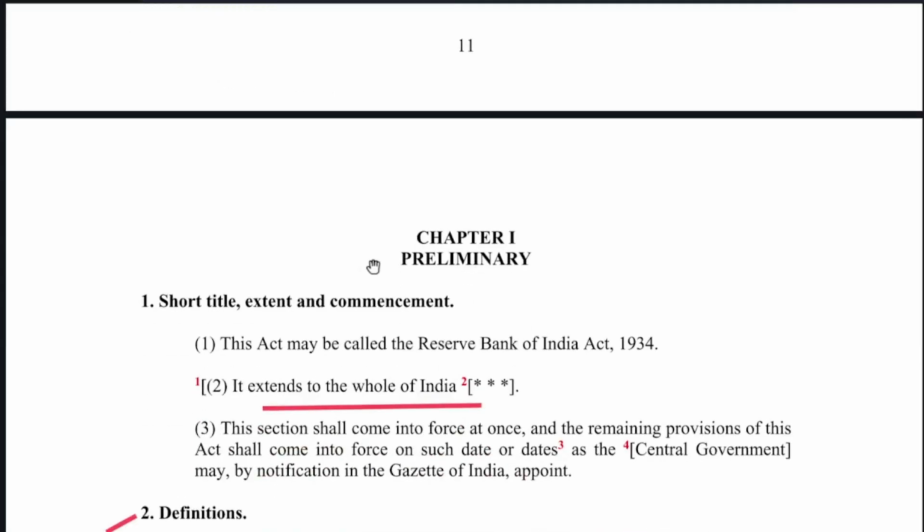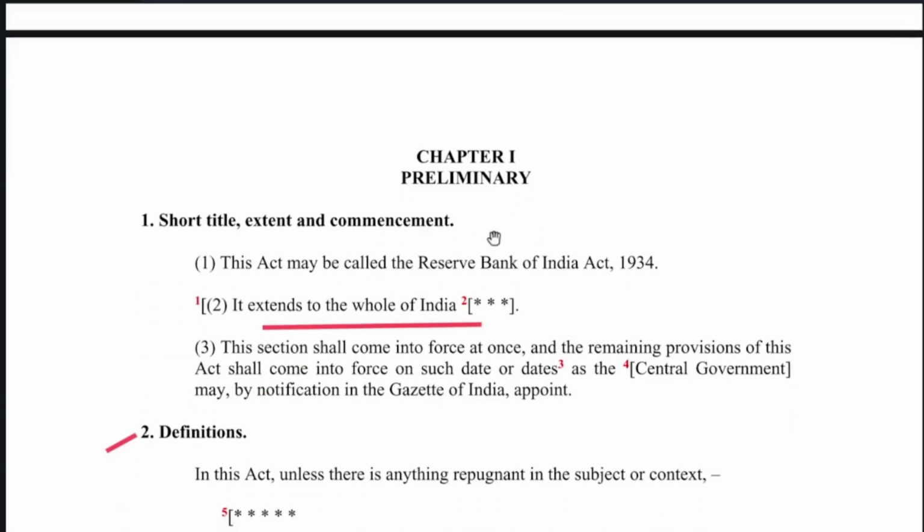So this is the situation with respect to the preamble and with respect to the functions to be performed by the RBI. Now let's begin with chapter number 1, that is preliminary. The first section is about the short title, extent, and commencement. The important thing to note is that the RBI Act extends to the whole of India.